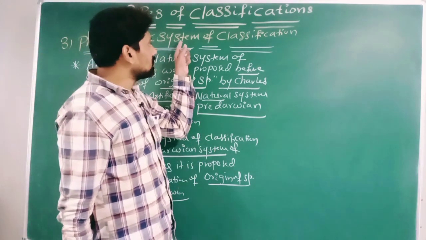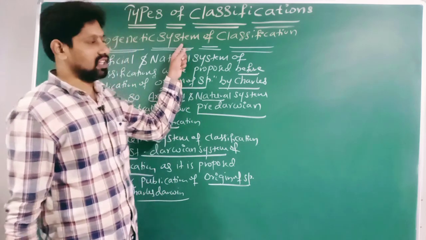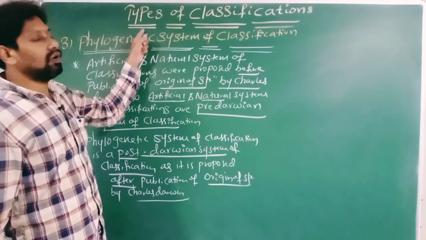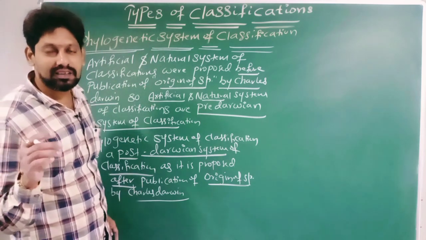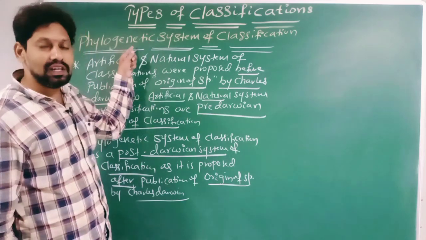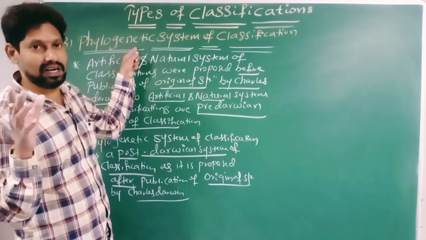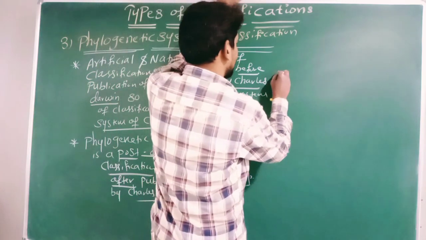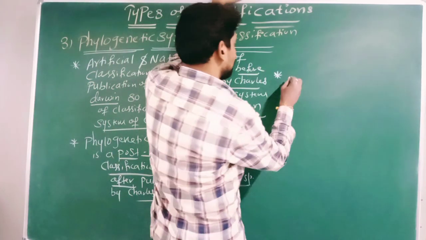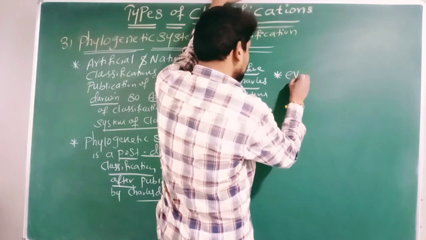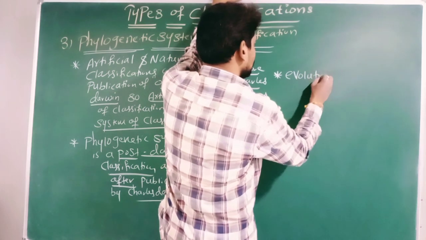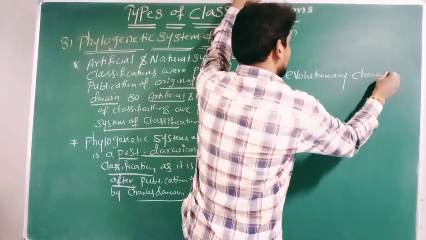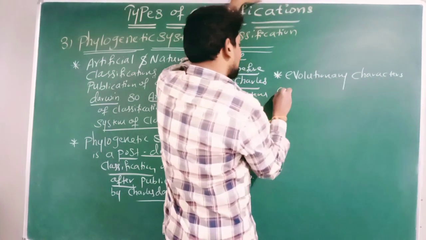Sir, post-Darwinian system of classification, what is it? Phylogenetic system of classification. What is the meaning of phylogenetic? Evolutionary characters. Yes or no? Therefore, here evolutionary characters are considered. That's why this classification is called phylogenetic system of classification. What are considered? Evolutionary characters.